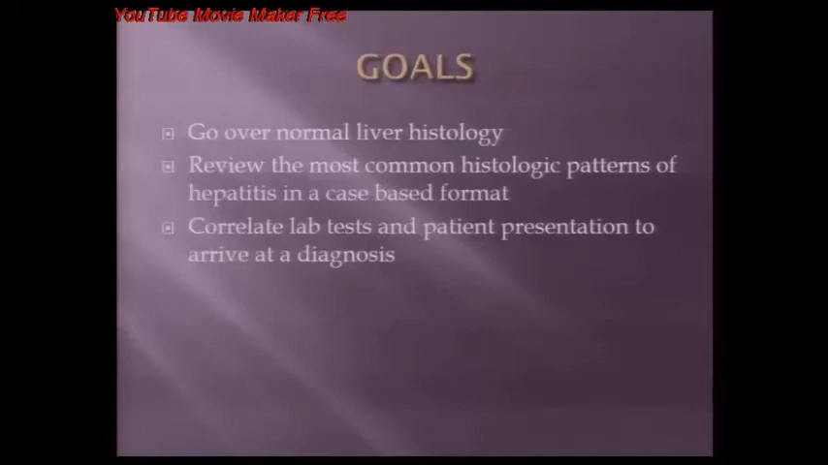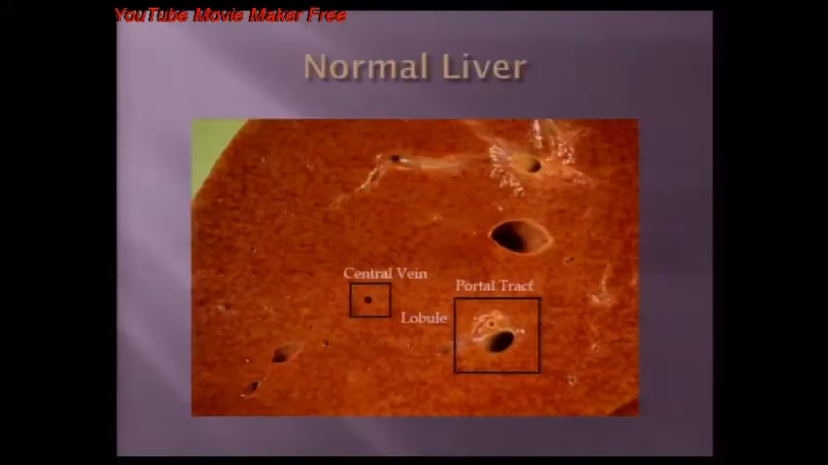First we're going to talk about normal liver, so we can understand pathology later. A pathologist likes to see the liver broken up into different areas. This is a gross section through the liver, and we like to see the portal area and the central vein and all the hepatocytes in between. We call that the lobule.